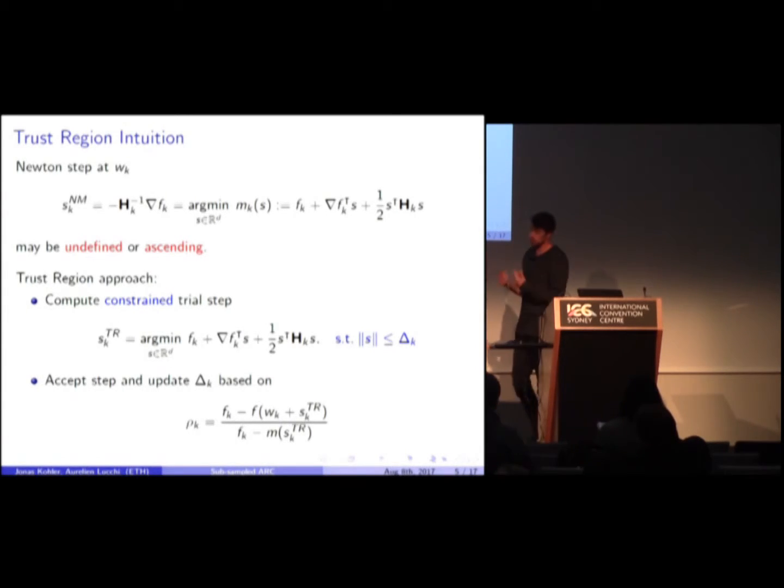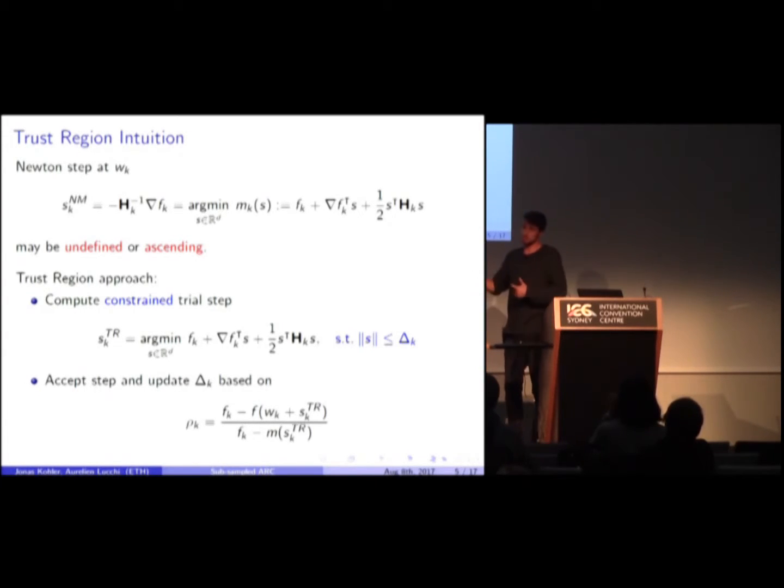And then afterwards, you can also assess the step. You compute this ratio, which is essentially the function decrease over the model decrease, and you only accept this step if it's, let's say, 20% of the model decrease. And then depending on this ratio, you can also enlarge your trust region to allow for larger steps in the next iteration.